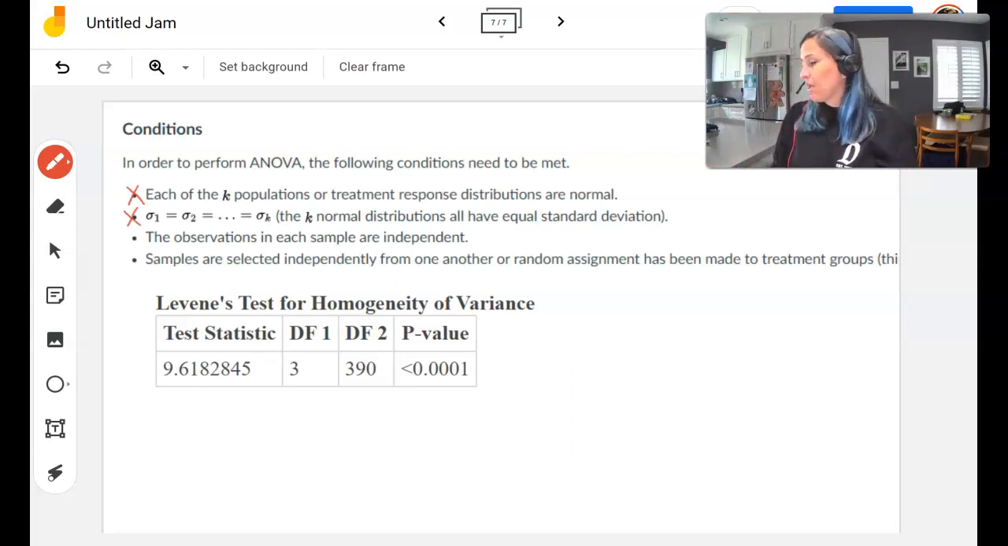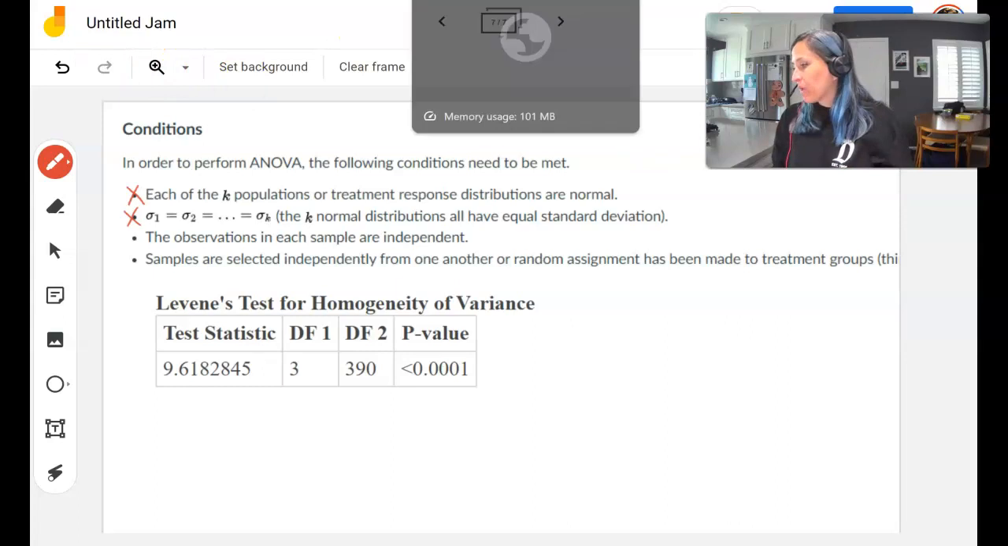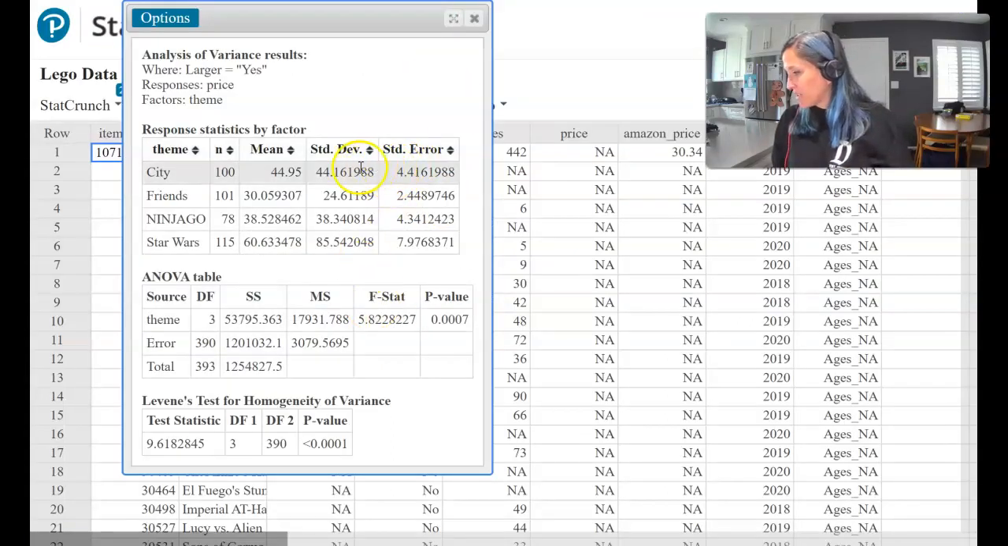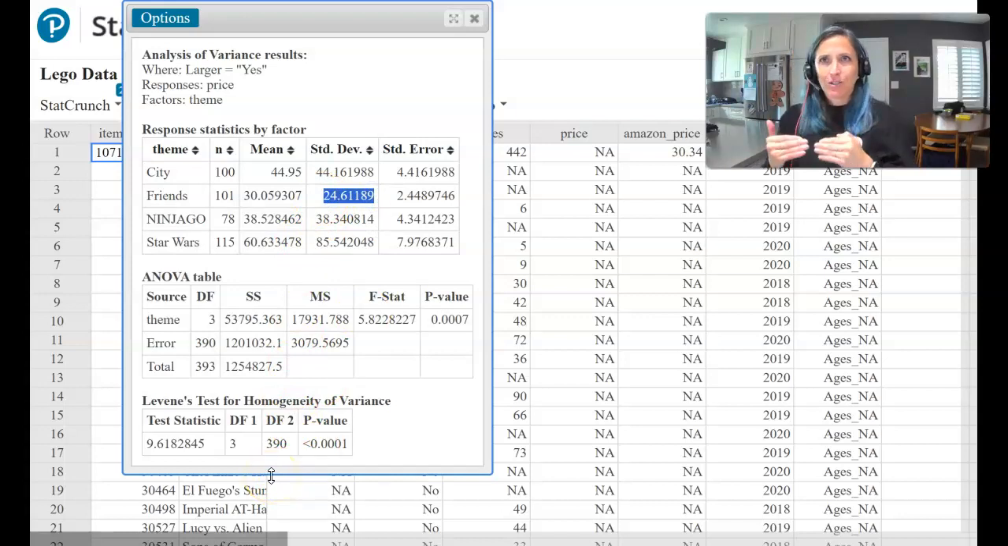In fact, some students have Googled it and come up with other ways. I think there's a ratio of the standard deviations that students will use. We can look at this Lego data. We can look at the standard deviations on these. We can see, oh my gosh, Star Wars' standard deviation is 85 versus Friends' standard deviation is 24. So if that ratio is more than 3-to-1, or there's some number that you will find on Google that some people use, rather than doing this test for homogeneity, you could say, yeah, there's no way those have the same variances when you look at the actual values there.